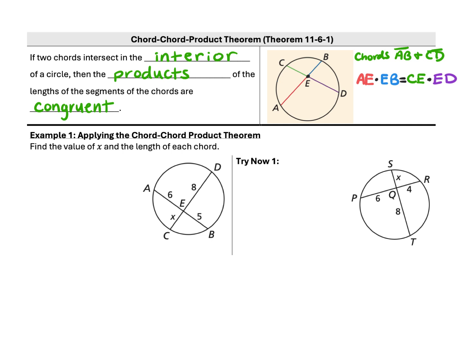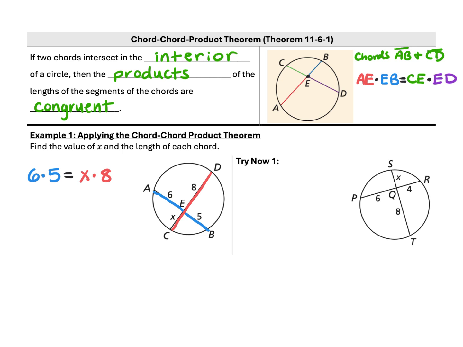Let's look at a couple examples now with our chord-chord product theorem. We'll find the value of x and the length of each chord. First, I'm going to just set this up. If you want to write the letters first, you can. I'm just going to go straight to the numbers here. Beginning at chord AB, you can see that its parts are 6 and 5. We know by the chord-chord product theorem that 6 times 5 needs to be equal to the product of the parts of the other chord, CD, which are x times 8.